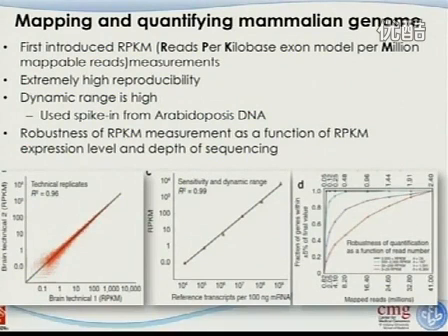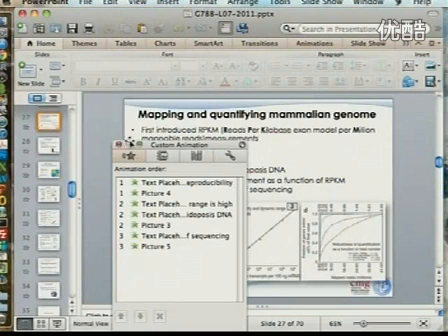Okay, and this one is even more difficult to understand, but it's very useful. They found robustness of RPKM measurements as a function of RPKM expression level and depth of sequencing, which means that the deeper the sequencing is, the more accurate your measurement will be. Okay, that for sure, of course. But in the figure here, you can see there are multiple lines. I'm going to explain that. If you cannot see from the back, let me blow this up big so that we can all see it, because I think this is an important figure to look at.